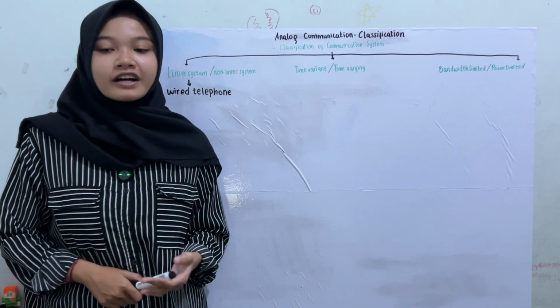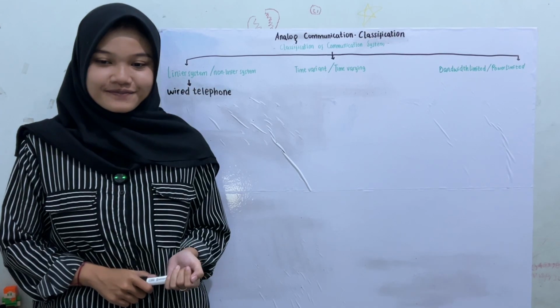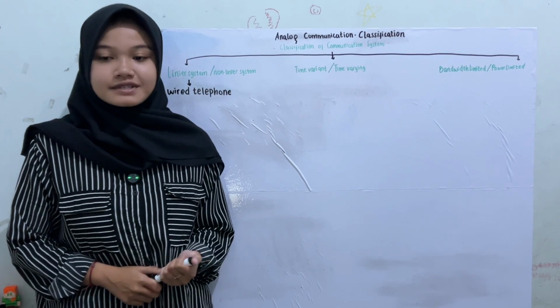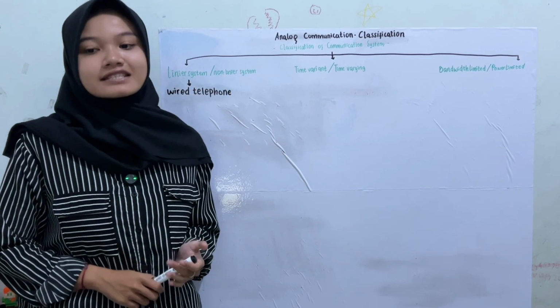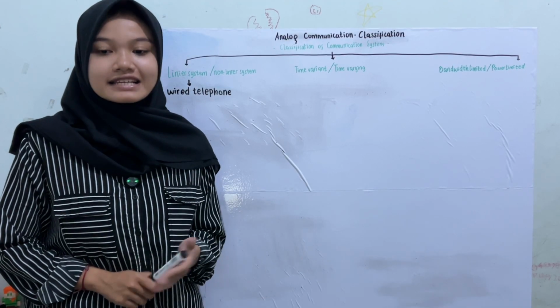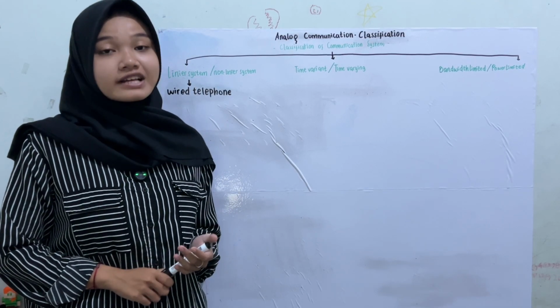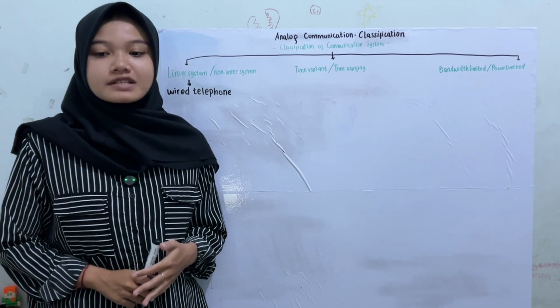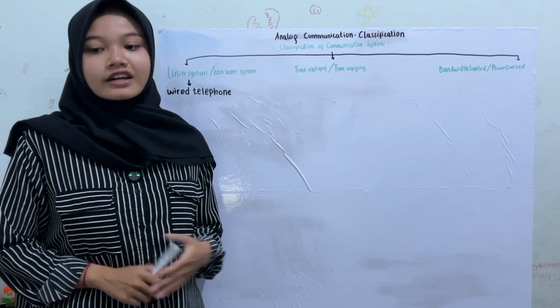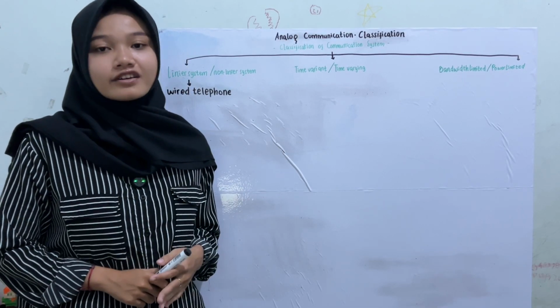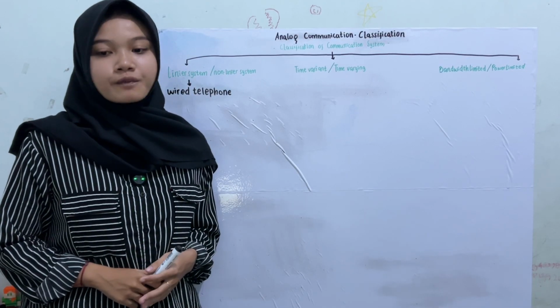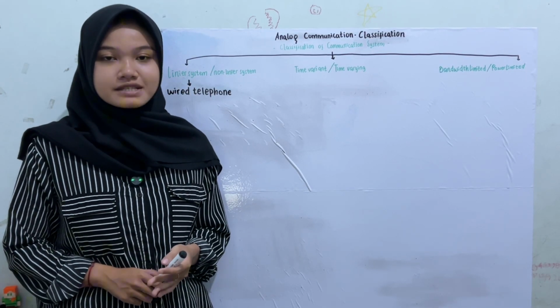Now, let's move on to the nonlinear system. Unlike a linear system, a nonlinear system doesn't produce an output that is directly proportional to its input. As the input signal becomes stronger, the communication equipment may introduce distortion, causing the output signal to change its shape.